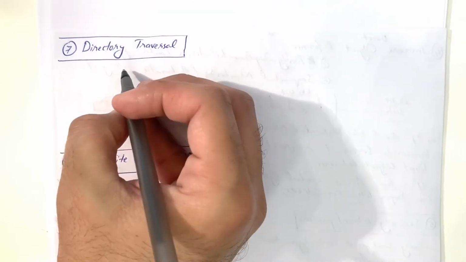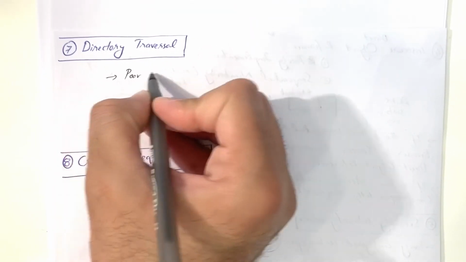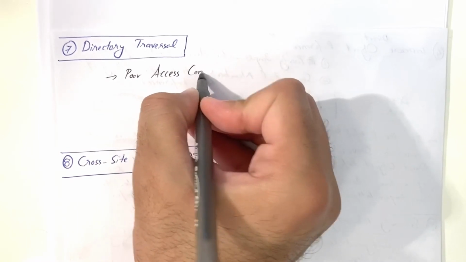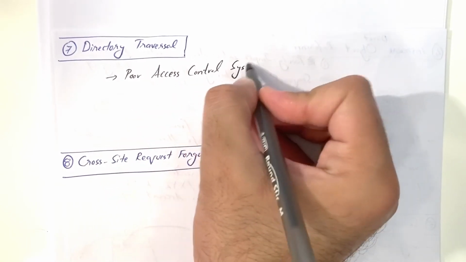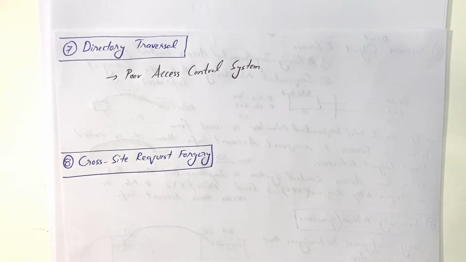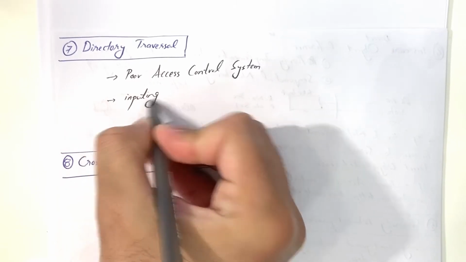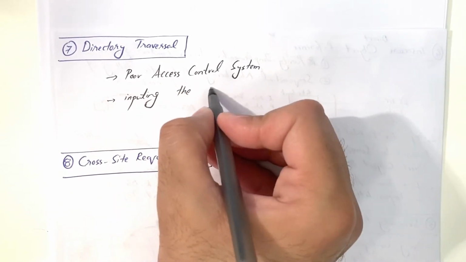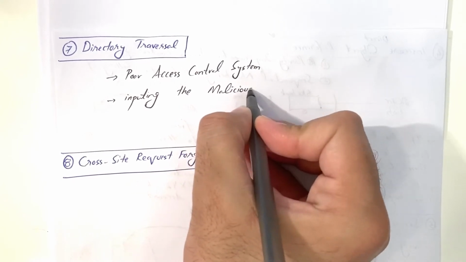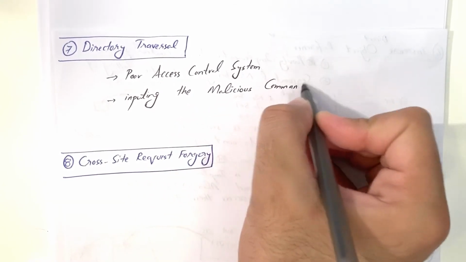Next is called directory traversal attack. Directory traversal attack means the attacker accesses files and directories which he or she is not authorized to access by injecting some malicious command. The reason for directory traversal attack is a poor access control system. If you have a poor access control system, the attacker can access those directories which he or she is not authorized to access by inputting malicious commands, and they can access the stuff.